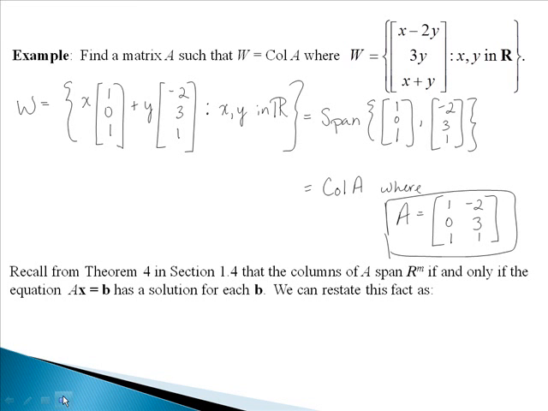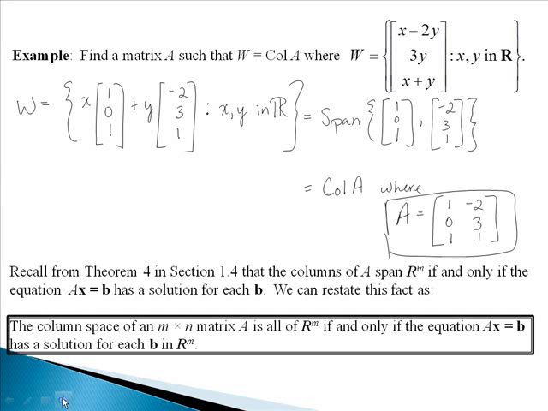We can recall from Theorem 4 in section 1.4, an important theorem, that the columns of A span Rm if and only if the equation Ax equals b has a solution for each b. So we can restate this as: the column space of an m by n matrix A is all of Rm if and only if the equation Ax equals b has a solution for each b in Rm.